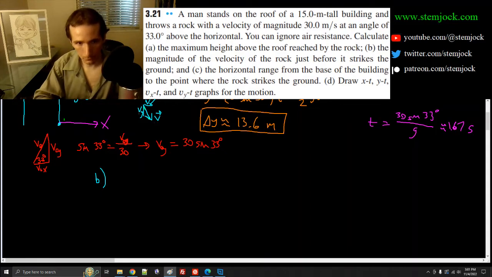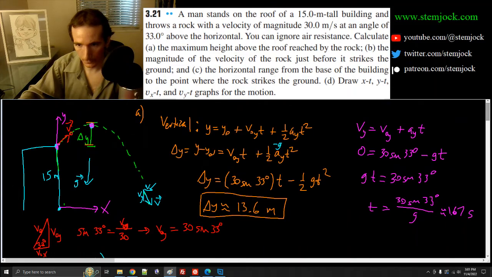Now, this Vy that I'm talking about is different from the Vy in the previous part. In the previous part, my final position was the top of the parabola, but now in part B, my final position is right above the ground, so it's going to be right here. This is my final position now in part B. So the Vy I'm talking about is not the Vy here.